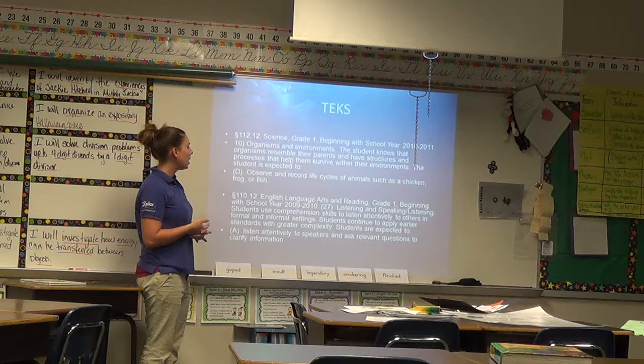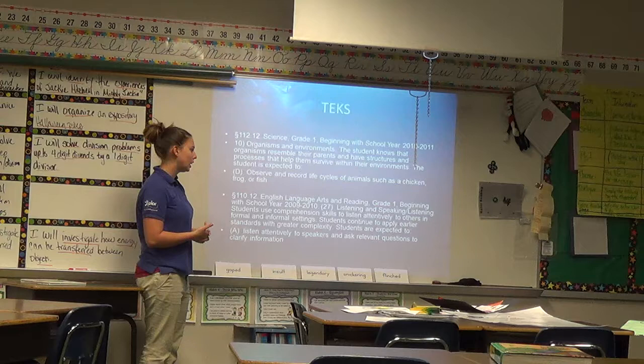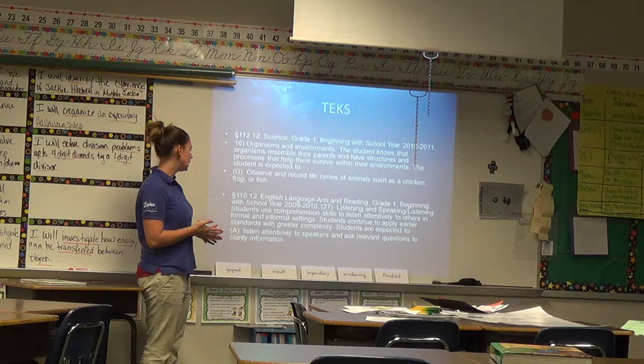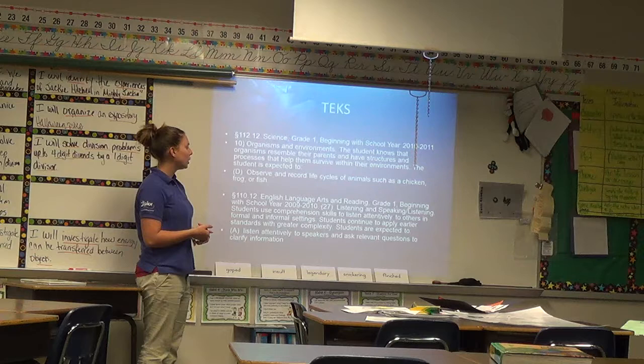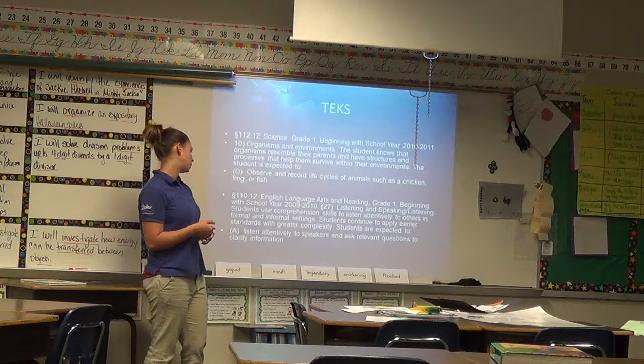frog. And we also did an English language arts and reading TEKS, and they are able to listen. This is the listening and speaking TEKS. Students use comprehension skills to listen attentively to others in formal and informal settings. Students continue to apply earlier standards within greater complexity. Students are expected to listen attentively to speakers and ask relevant questions to clarify information.